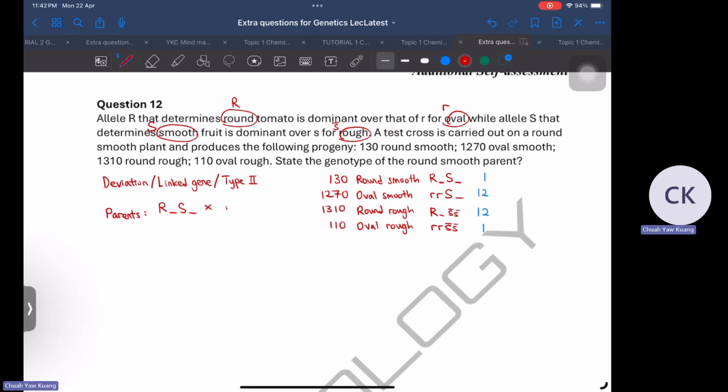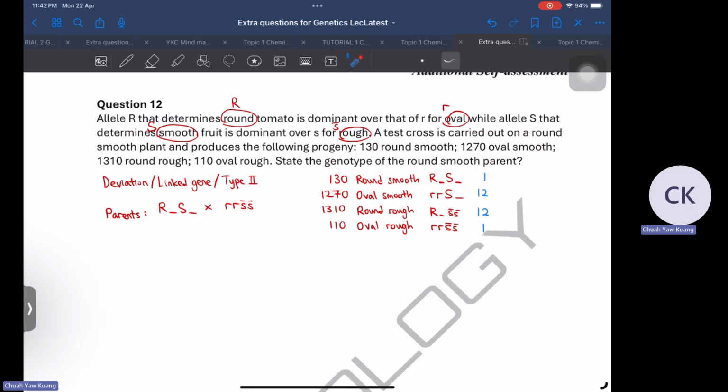A test cross means that you have to cross it with the homozygous recessive individual. Based on this, that would be the parental genotype. But how are we going to predict this one?